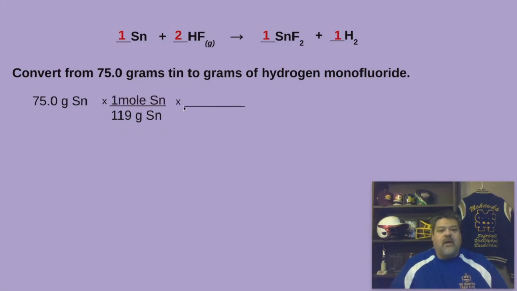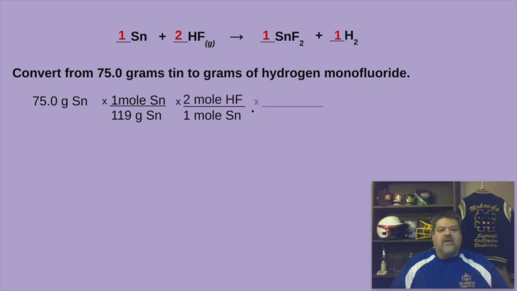Now we go ahead and put our times in a line again. And now I have to convert from moles of tin to moles of hydrogen monofluoride. So we're going to figure out how many here. We have 2 there. So we're going to put this on bottom. We have to get rid of moles of tin, so we're going to put 1 mole of tin on bottom. And we're going to put the molar ratio for hydrogen monofluoride on top. So that equals 2 moles.